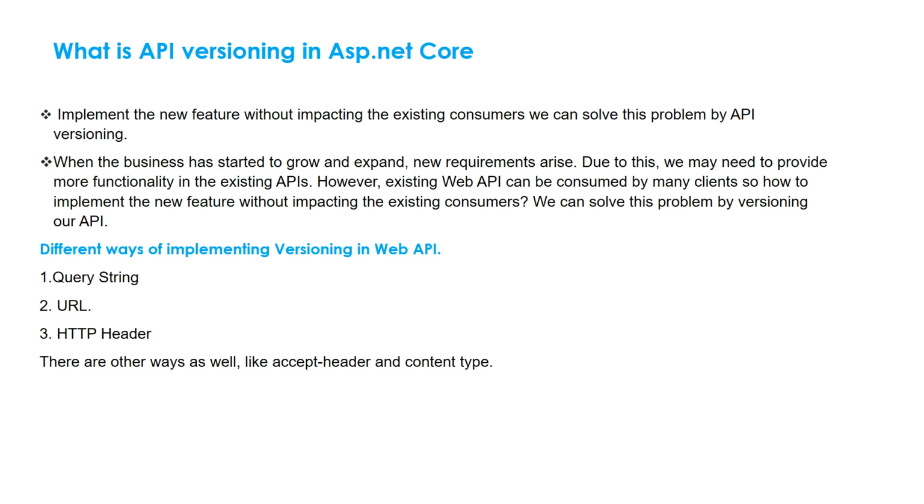We have different ways of implementing Web API versioning. We can implement it through query strings, through the URL, and through the HTTP header. There are other ways as well, the accept header and content type, but we are not covering those in this video. We are just going to explain the query string, URL and HTTP header implementations. So let's quickly go to Visual Studio and I will show you.